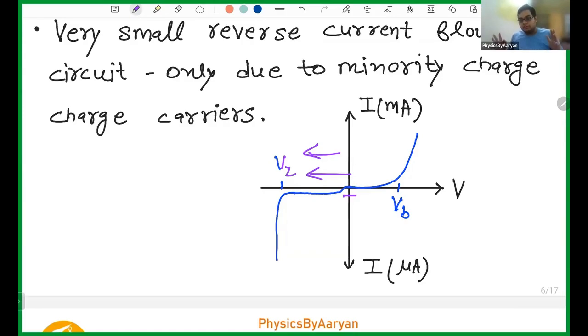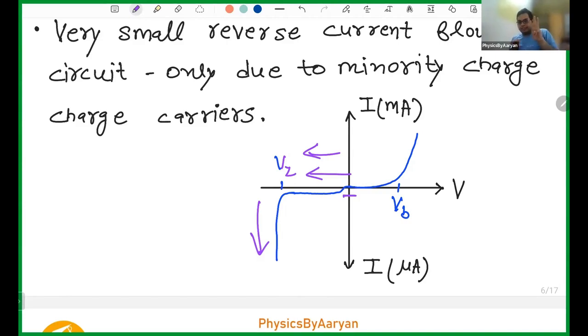As a result, what you wanted? You wanted minority charge carriers, because in reverse biasing, only minority charge carriers can flow. So once I produced a lot of minority charge carriers, now my minority charge carriers can flow from one side to the other, and I will get a very large reverse current.